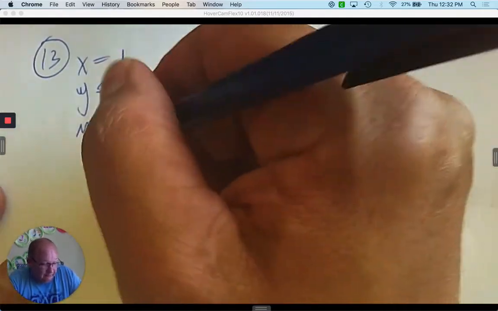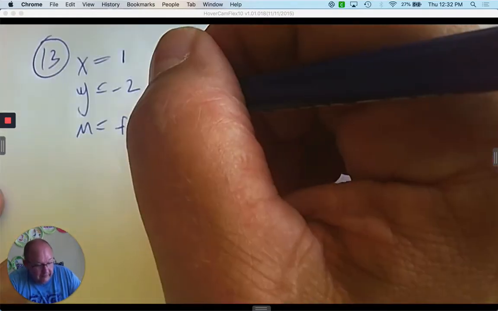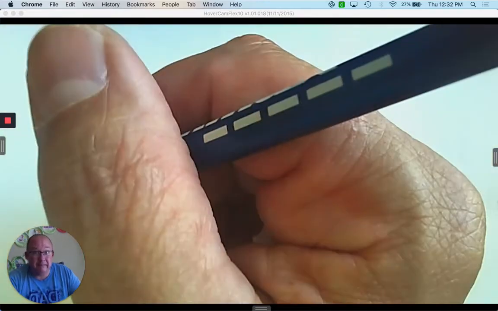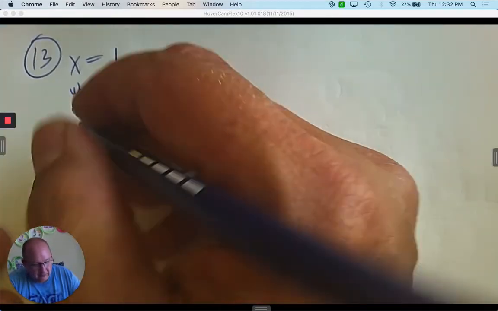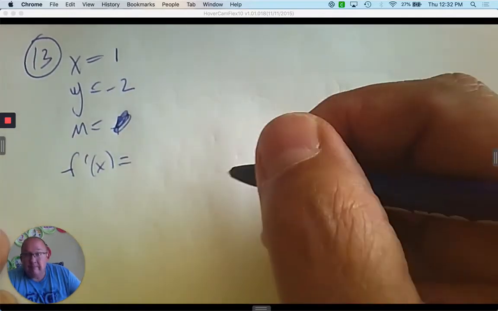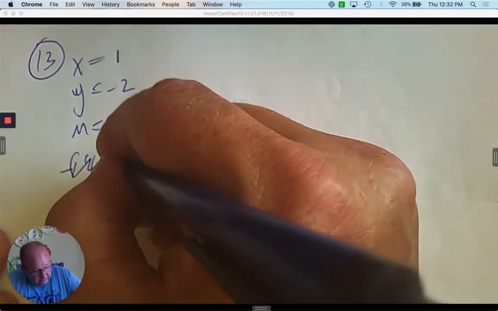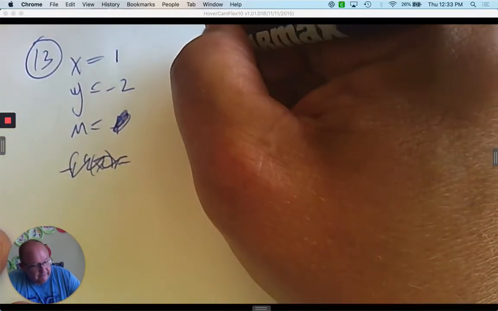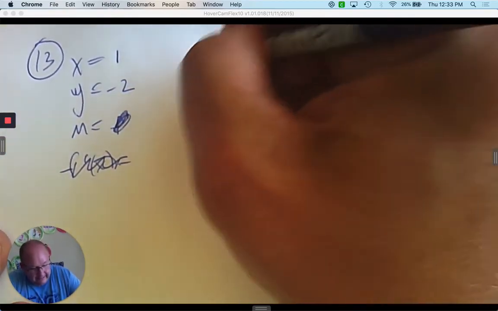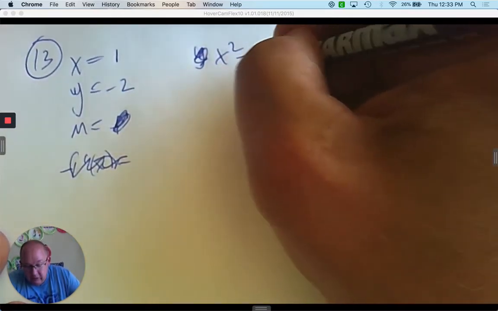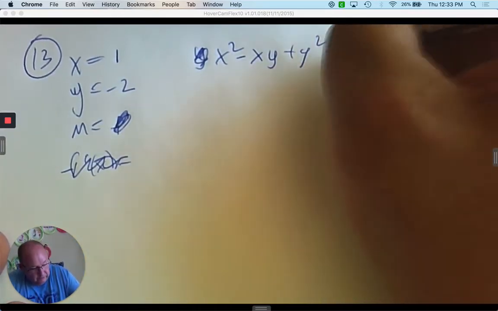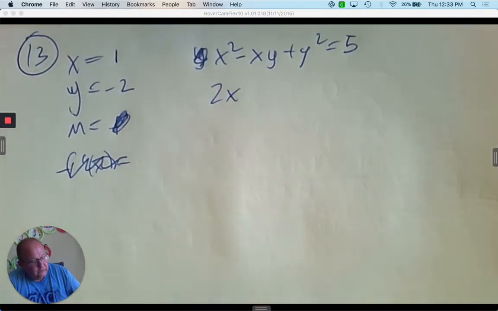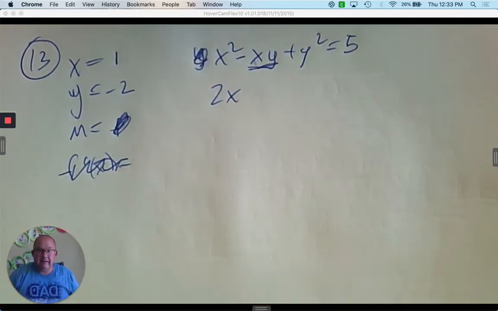Now I'm actually going to find the derivative using both the 1 and the -2. So I'm not going to write that down. First of all, I need to take the derivative, and I'm probably going to need both coordinates because I need to derive this implicitly. So what's the derivative here? Let me just get right to it. We're given x squared subtract xy plus y squared equals 5. So I'm going to do this implicitly. That's 2x. Now notice that x times y is going to be the product rule.